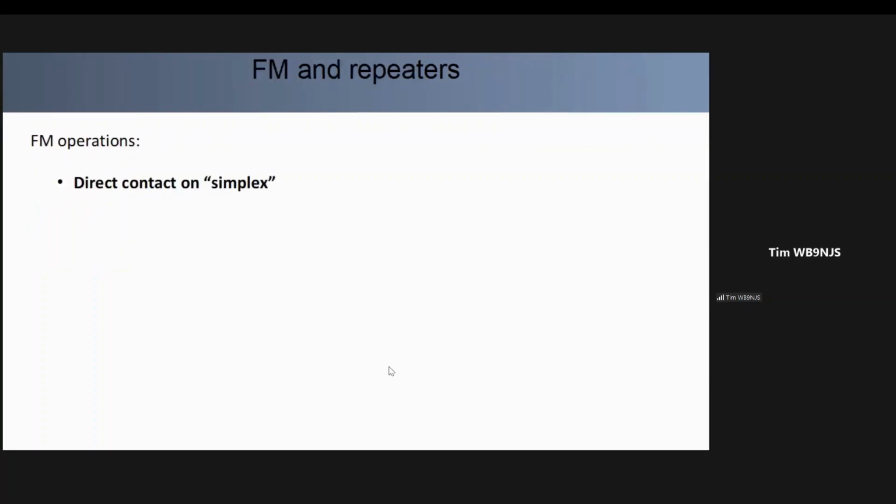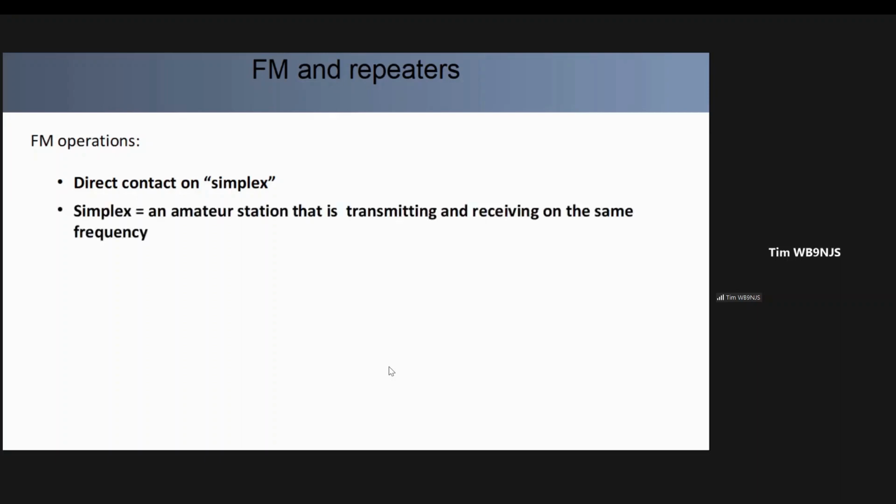So moving on to tonight's topic. There's two common ways to communicate on the VHF-UHF bands. The simplest is to use what's known as simplex frequency, and that's also known as a direct contact. Simplex is defined as an amateur station that is transmitting and receiving on the same frequency. That's right out of the question pool there. This is also known as working direct.